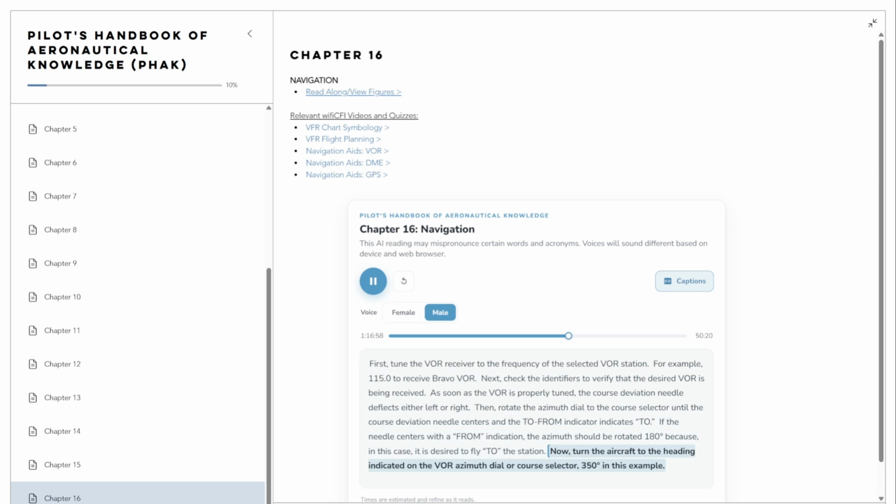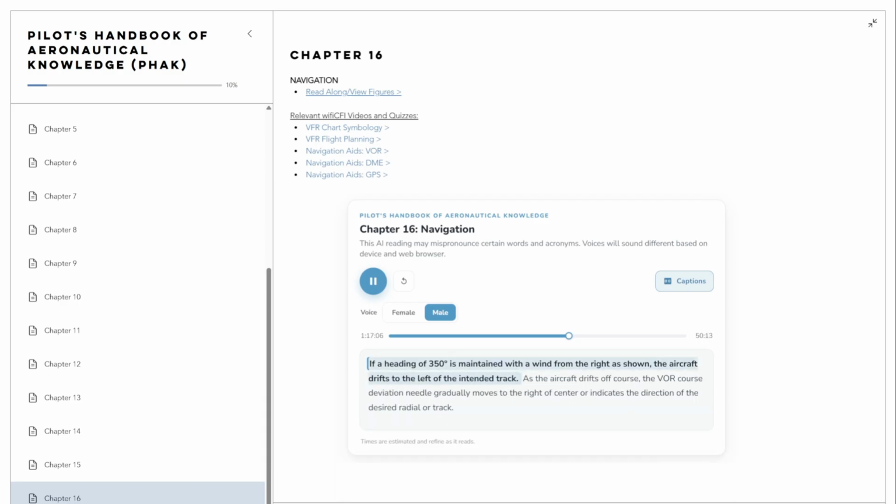Now, turn the aircraft to the heading indicated on the VOR azimuth dial or course selector, 350 degrees in this example. If a heading of 350 degrees is maintained with a wind from the right as shown, the aircraft drifts to the left of the intended track. As the aircraft drifts off course, the VOR course deviation needle gradually moves to the right of center or indicates the direction of the desired radial or track.